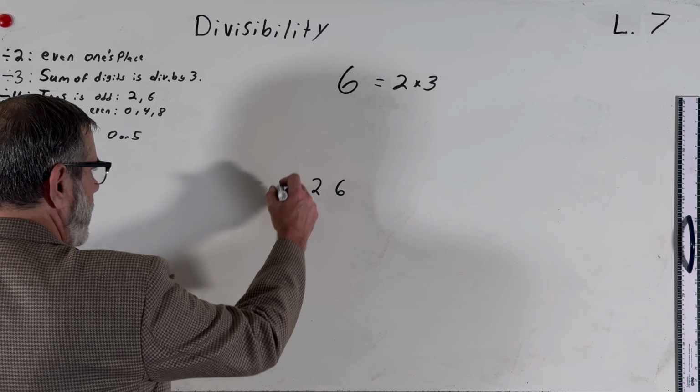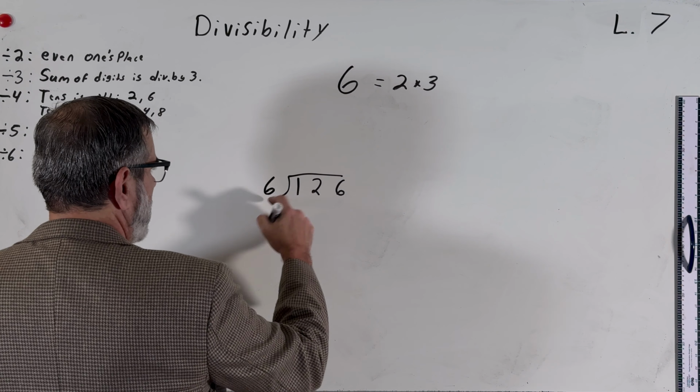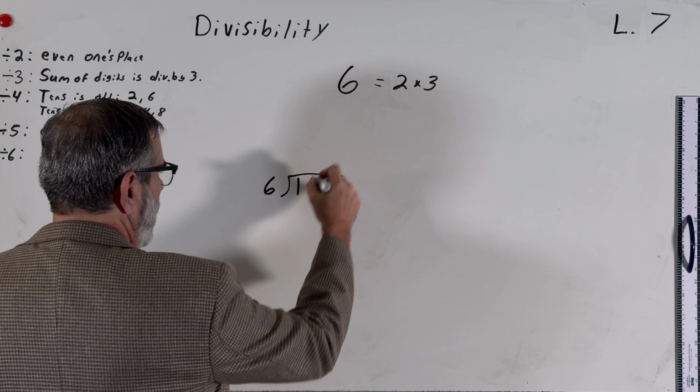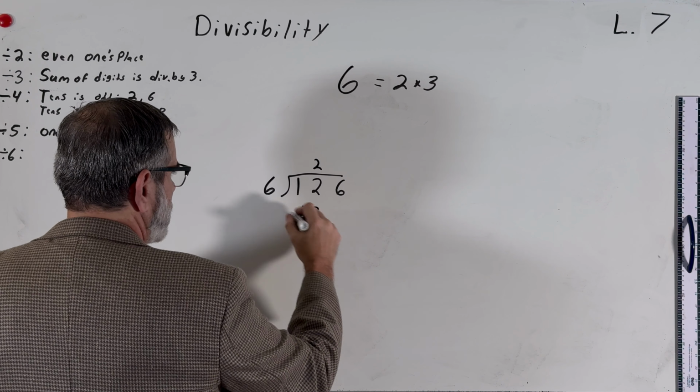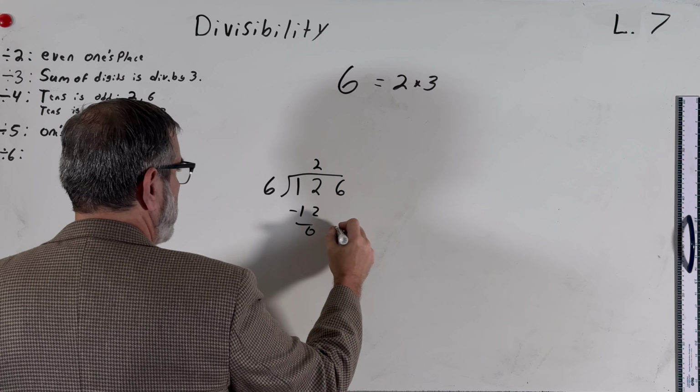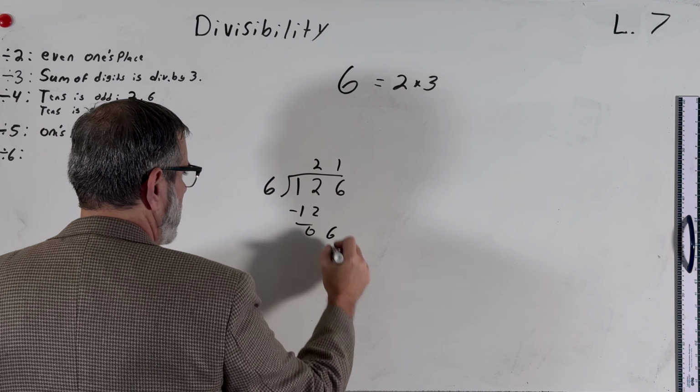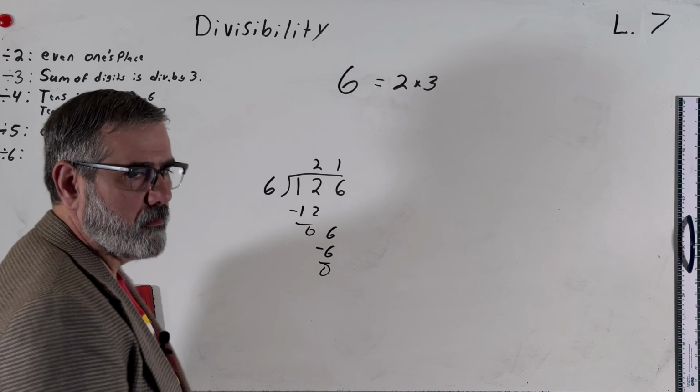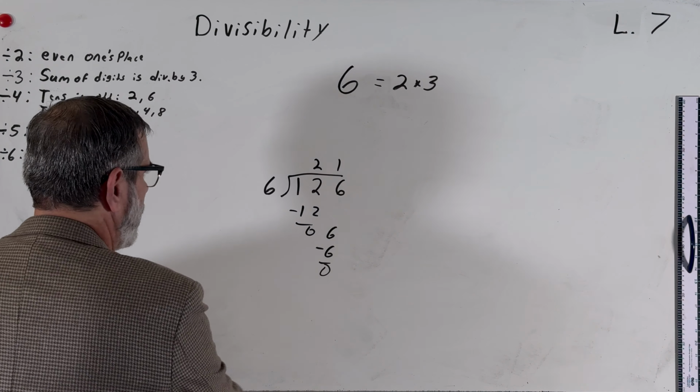And so we can just check that. 6 goes into 1 no times, but it goes into 12 2 times. 2 times 6 is 12. 12 minus 12 is 0. Drop down the next digit. 6 goes into 6 1 time. 1 times 6 is 6. Evenly divisible. So let me give you one to try.